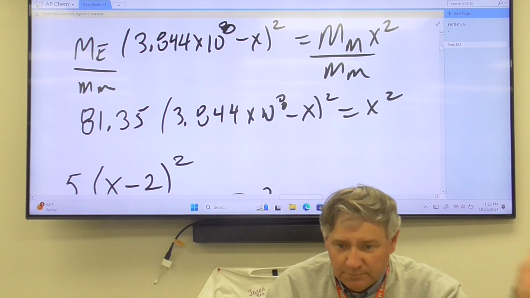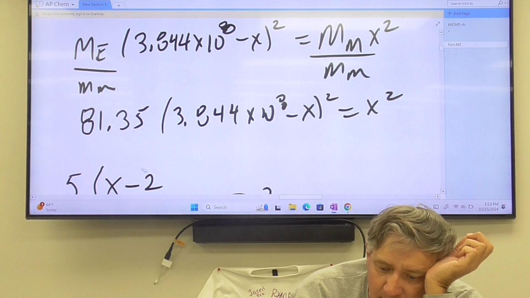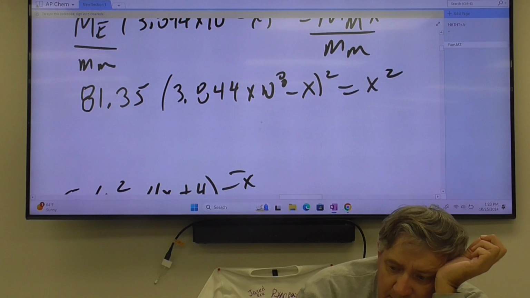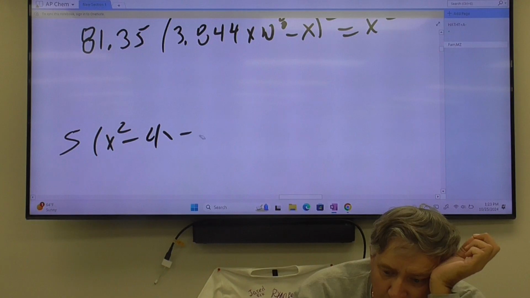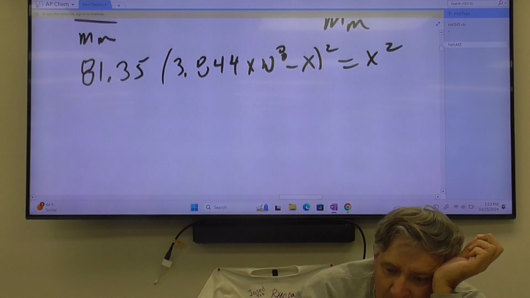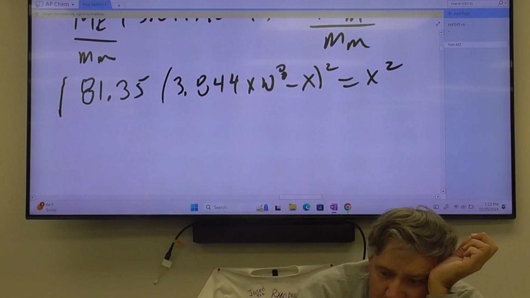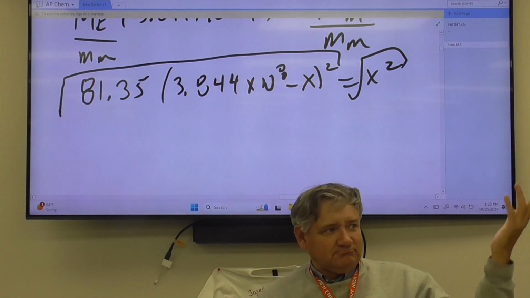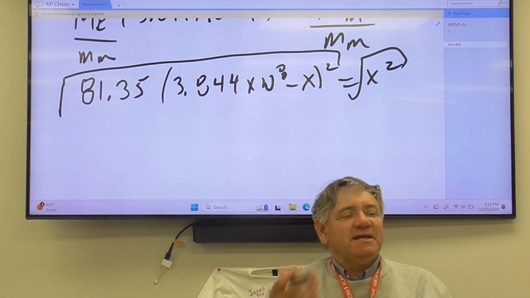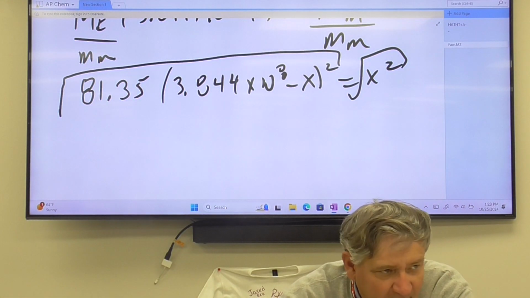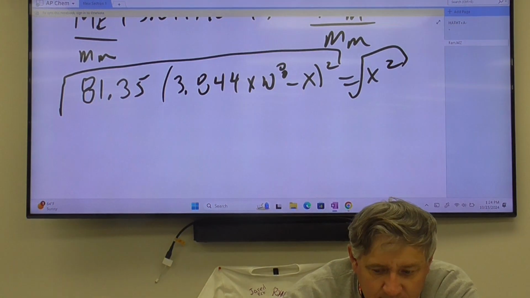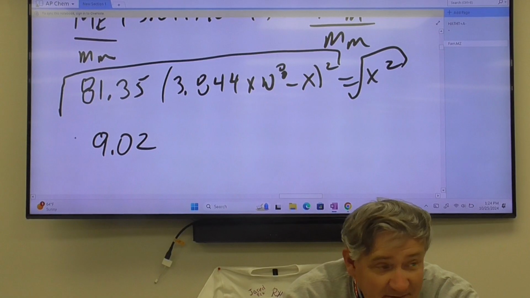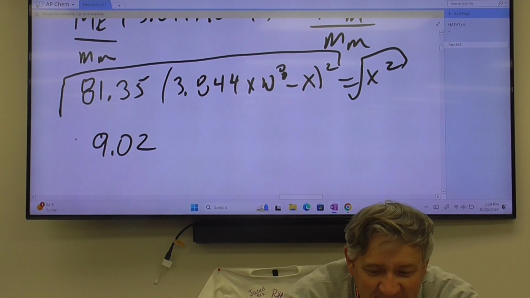Here's option number 2. Could I, mathematically, legally, morally, ethically, whatever, could I take the square root of both sides? Okay, yes. Like that, Chuck? Yeah. So somebody give me the square root of 81.35. 9.02. It is 9.02.